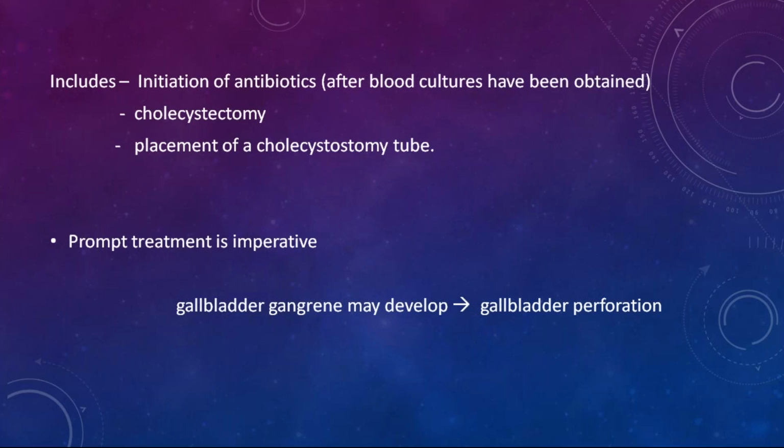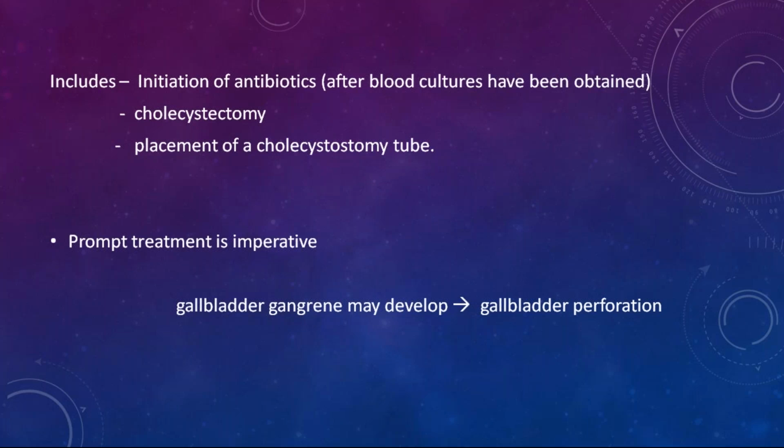Placement of a cholecystostomy tube is one other treatment choice, where you insert a tube into the gallbladder and drain the infectious fluid or pus present inside the gallbladder. This relieves the symptoms, and as you are already administering antibiotics and NSAIDs, the patient will recover faster.